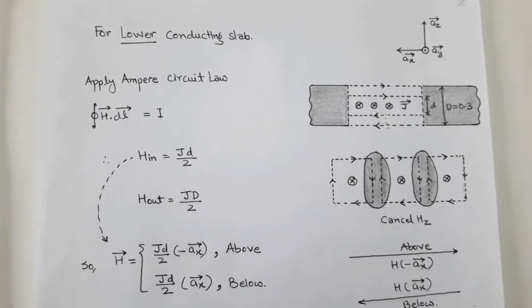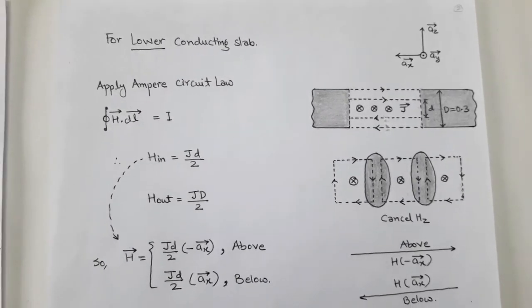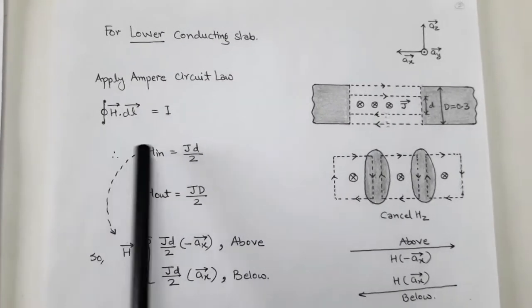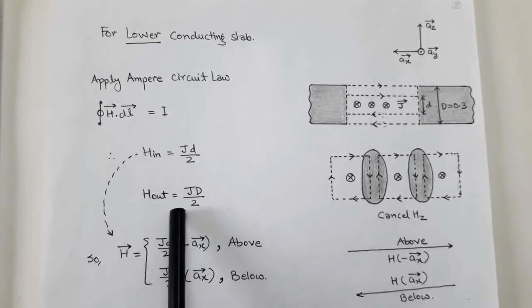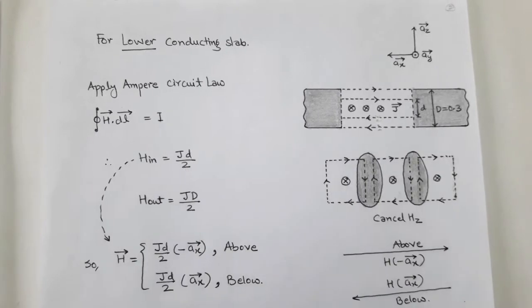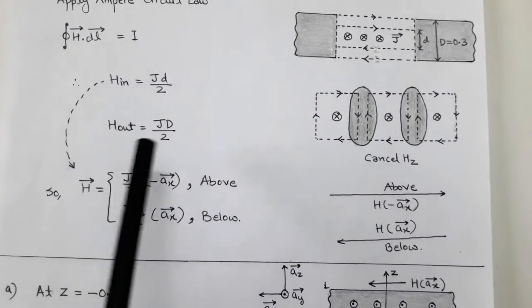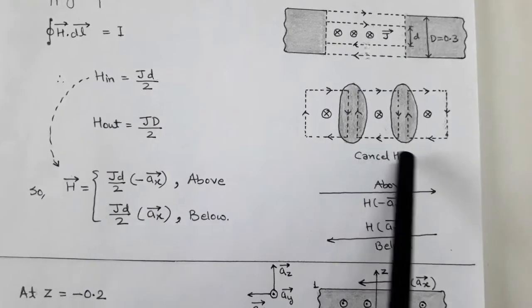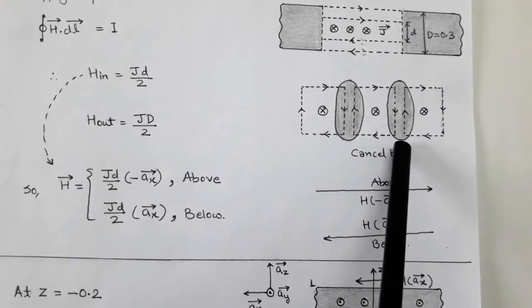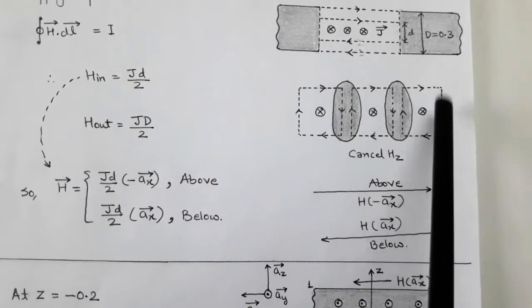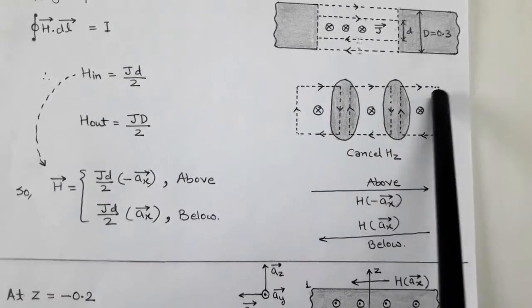So similarly we get H inside equals J into small d upon 2, and H outside equals J capital D upon 2, because in this case also the vertical component, that is the Z component of H, is cancelled, and we get only the X component of H.